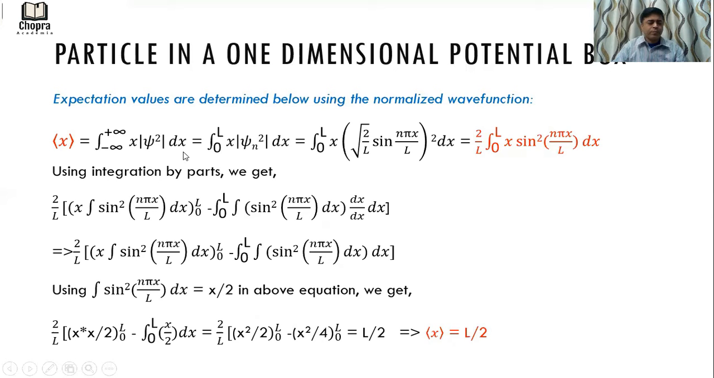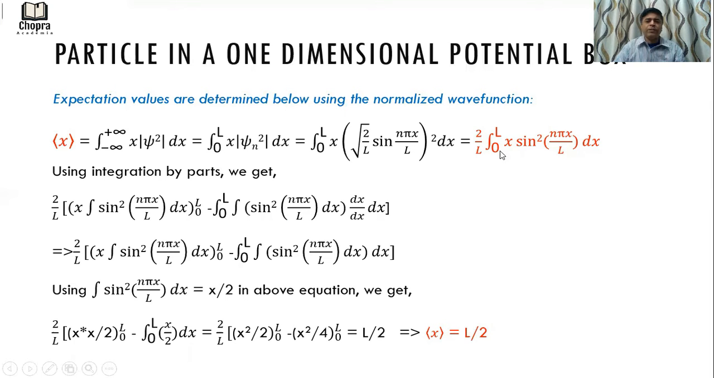These formulae we have learned already in the expectation value class. So now I just substitute for our limits, new limits here, which are 0 to L. And let me substitute for the normalized eigenfunction, that is root of 2 by L sine n pi x. So we can rearrange it to be 2 by L integration 0 to L x sine square n pi x by L dx. Now we have to use integration by parts here.